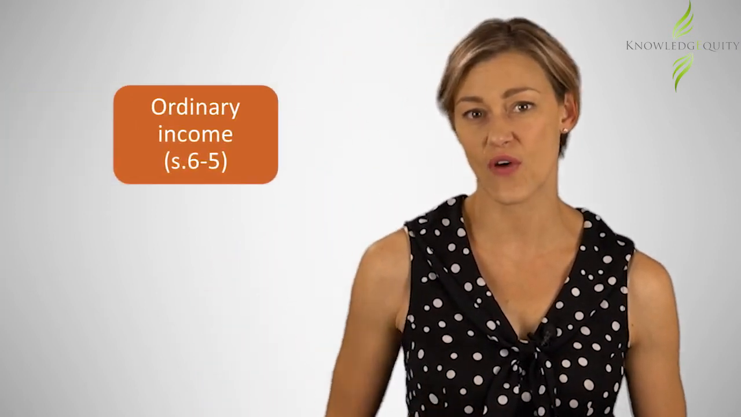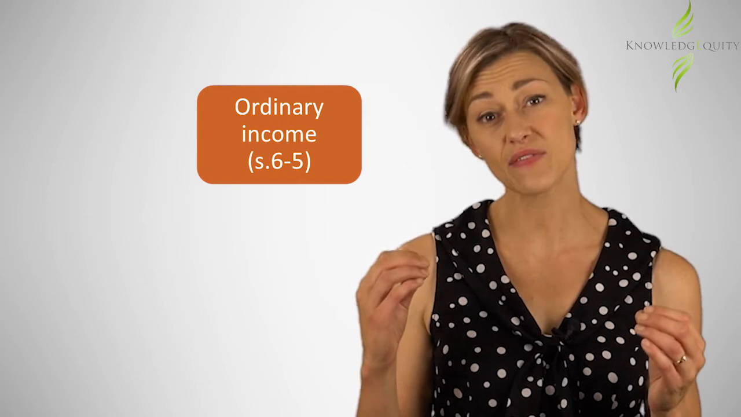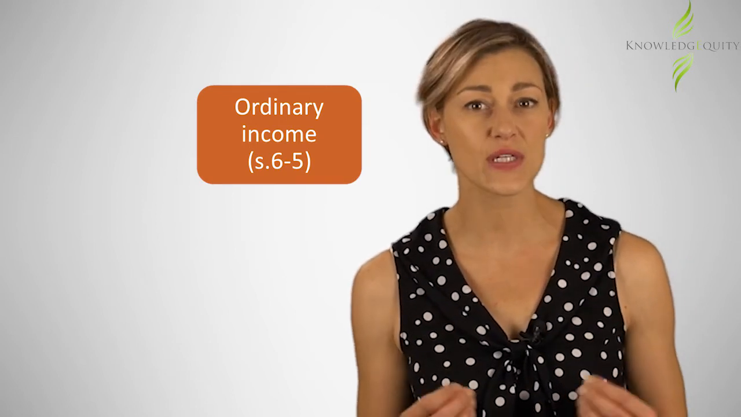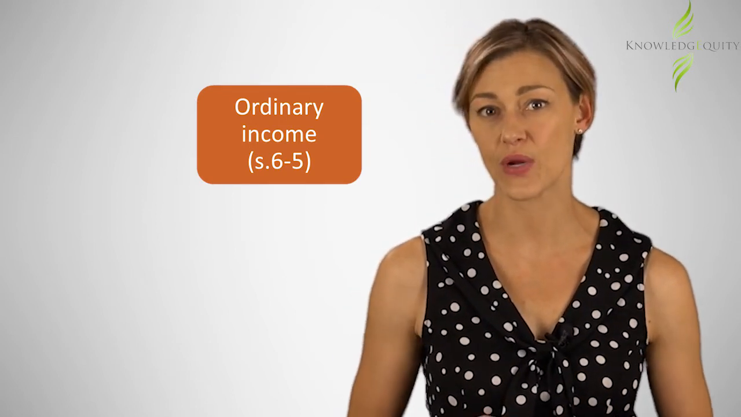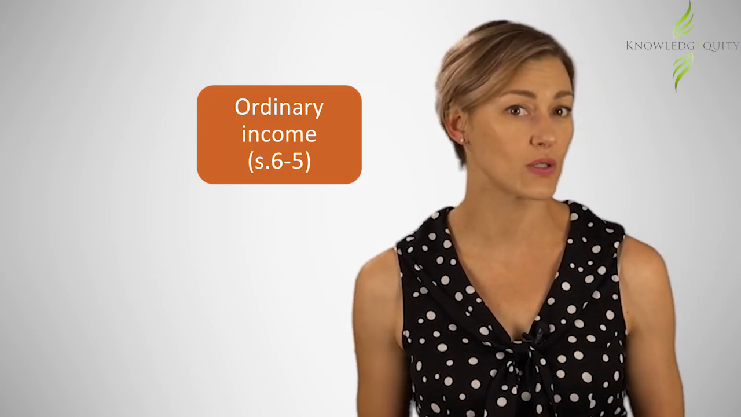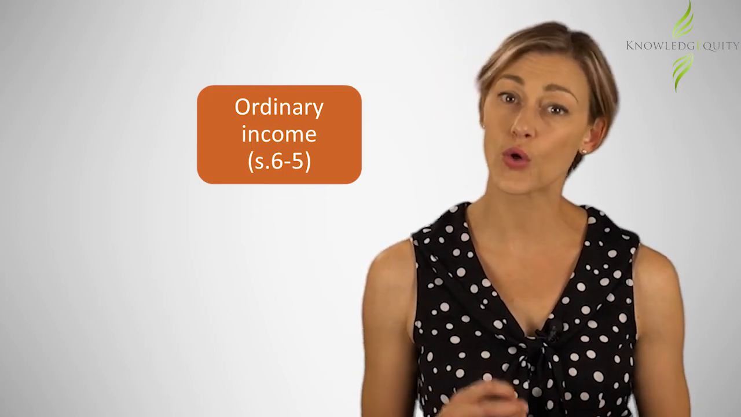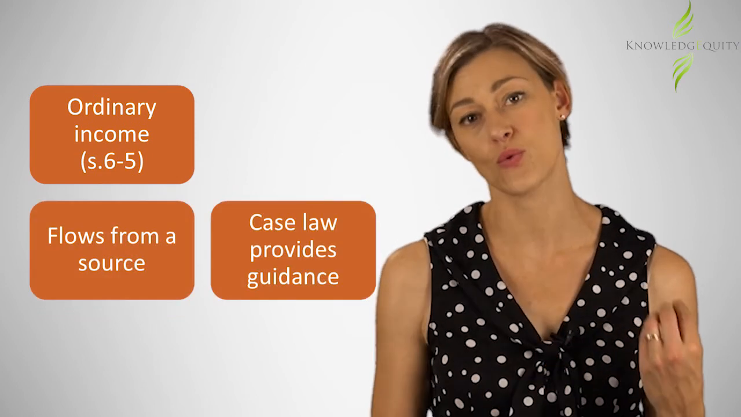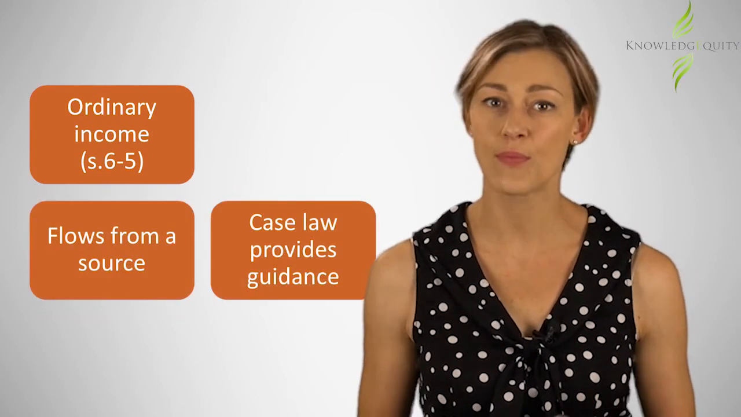In this clip, we have provided an overall summary of ordinary income as per the Income Tax Assessment Act of 97, Section 6-5, by providing some high-level examples to illustrate the key characteristics of what is considered to be ordinary income and also what is not. It is important to remember that ordinary income often flows from a source and that case law is relied upon as guidance.